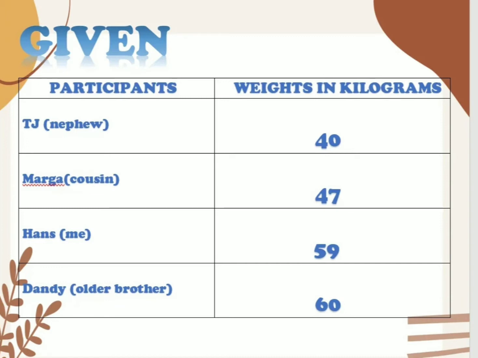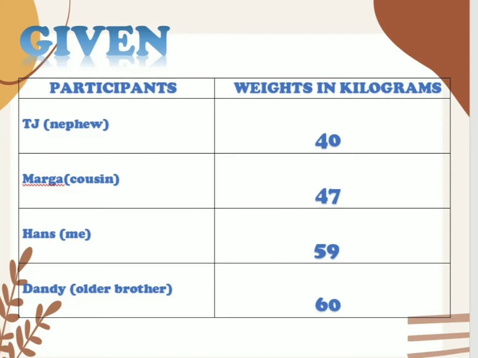The tables shown are the participants and their corresponding weights. As shown, TJ, my nephew, weighs 40 kilograms, Marga, my cousin, weighs 47 kilograms, Hans, which is me, weighs 59 kilograms, and Dandy, my older brother, weighs 60 kilograms.